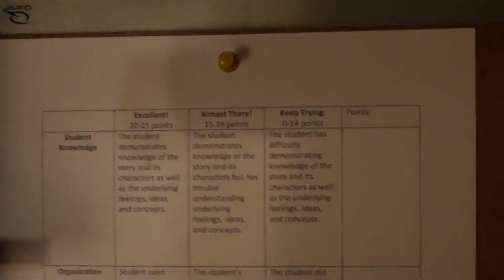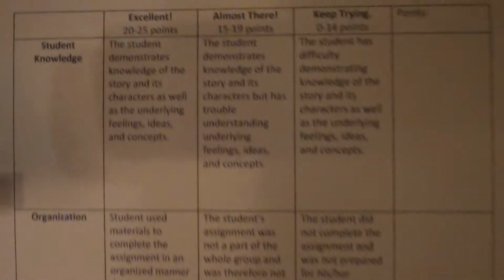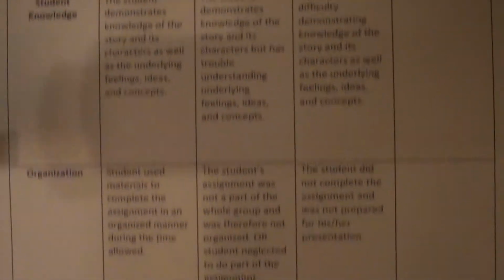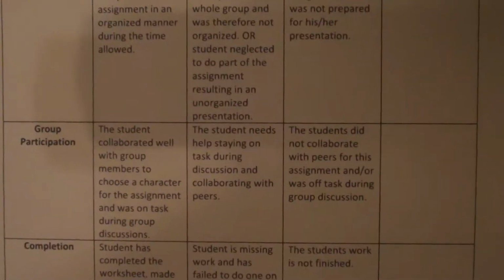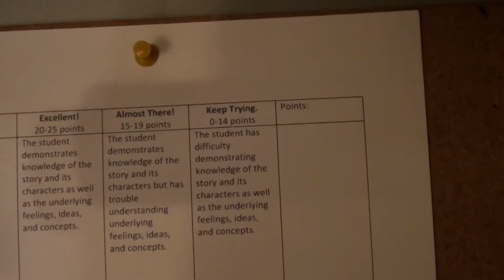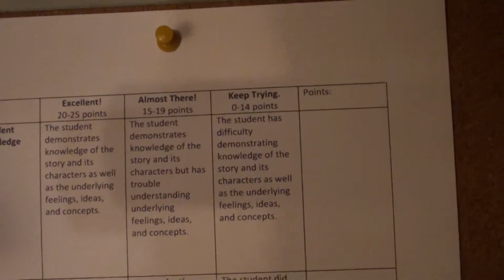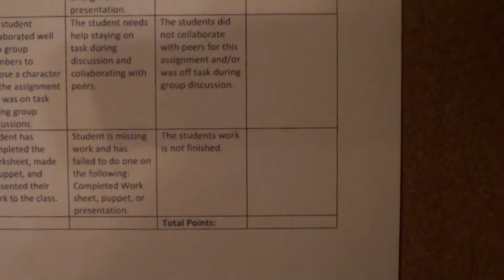Okay, here is my rubric. As you can see, there are 4 different categories. The first is student knowledge, and then organization, group participation, and completion. And students are graded from keep trying, almost there, to excellent with points. And they get a final point score at the end.